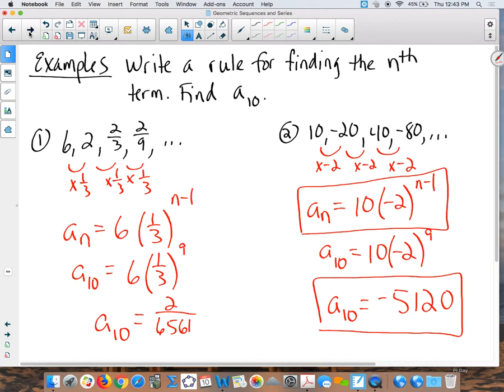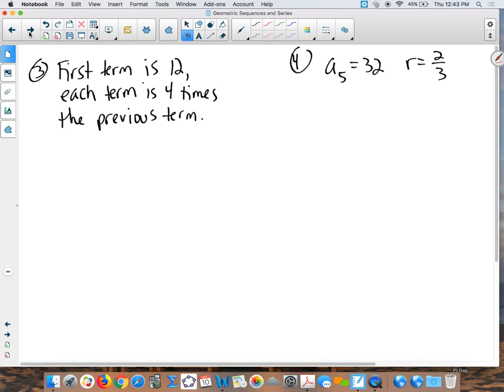Okay, so those are our first two examples. Let's look at a couple more. So this one is just written out a little differently. Our first term is 12, so I know a sub 1 is 12. And each term is 4 times the previous term. That means that our common ratio is 4.